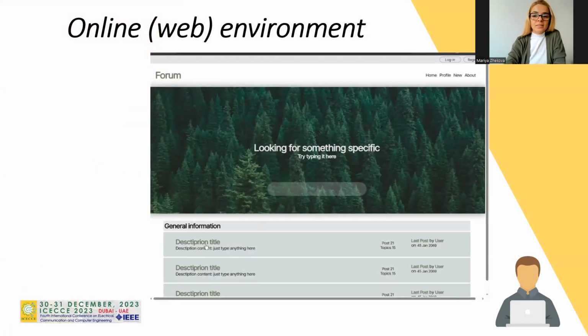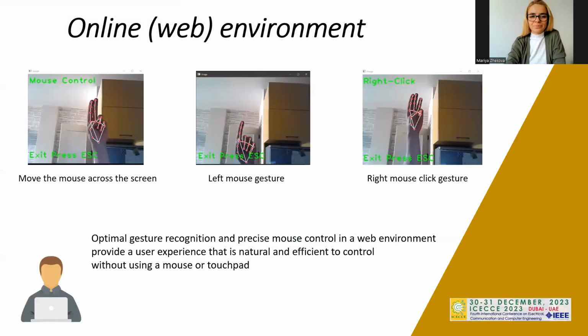The first experiments were conducted on a discussion website, which was previously created by us. This environment provides a convenient way to control the cursor and perform actions using gesture recognition. We use, for example, these three gestures. In the first, users can move the mouse cursor around the screen by holding up the index and middle fingers side by side, with the rest of the fingers curled. With the simultaneous movement of these two fingers across the screen, the cursor moves in the desired direction.